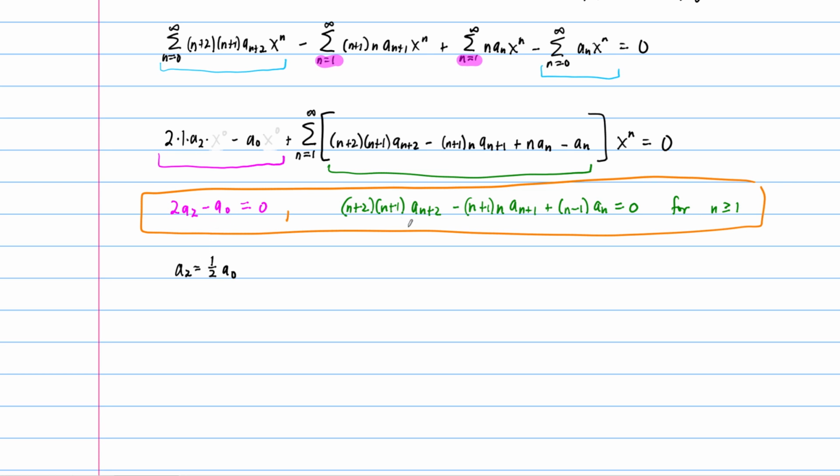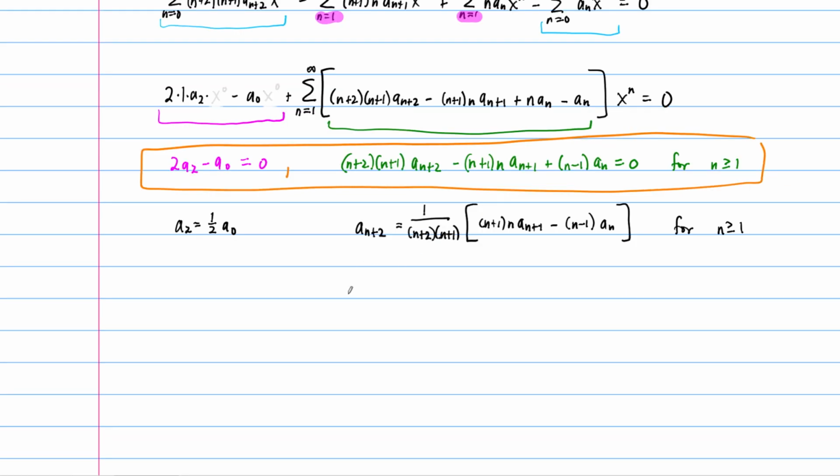Now a0 and a1 are going to be free again. They always are, right? But the rest of this one can be rearranged and solved for a sub n plus 2. So a sub n plus 2 is going to equal 1 over (n plus 2) times (n plus 1), times, this all moves over, (n plus 1) times n, a sub n plus 1, minus (n minus 1) a sub n. And again, this is true for n greater than or equal to 1.